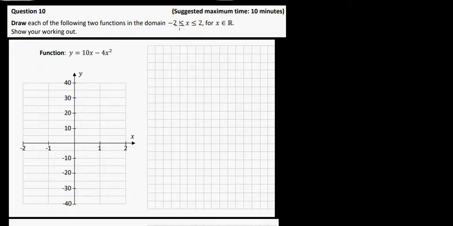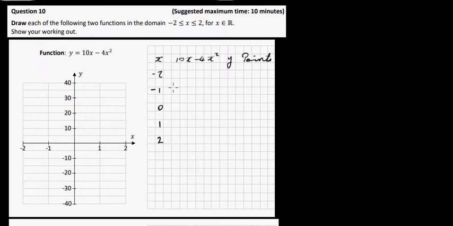So let's do a little table here. I'm going to do x, then the function is 10x minus 4x squared, and y, and I'm going to put the points here. So the x's go from minus 2, minus 1, 0, 1, and 2. So we're going to do these points.